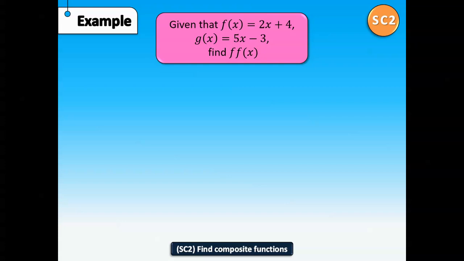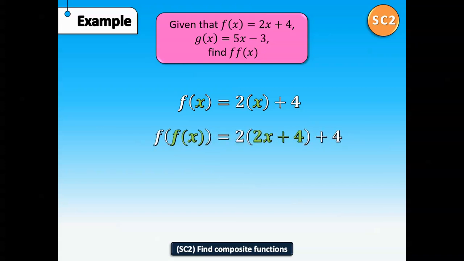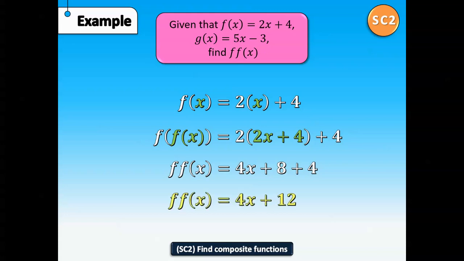This time we want to find f of f of x. So this is where we substitute f of x into f of x. So we replace the x with 2x plus 4. So we expand the bracket first. So 2 times 2x is 4x, and 2 times 4 is 8. And then we simplify it. So f of f of x is 4x plus 12.